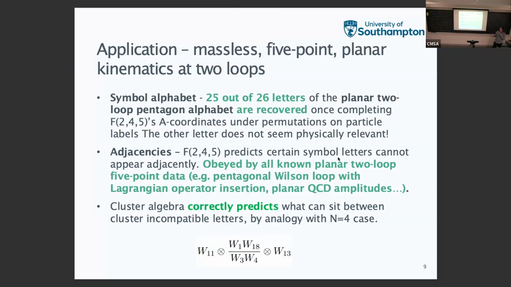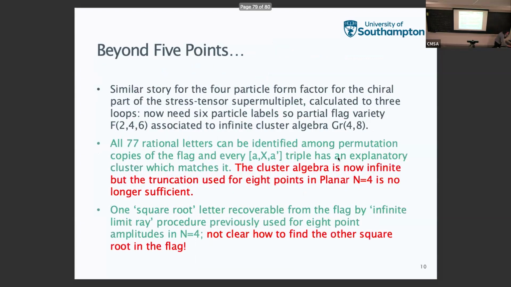It also works in terms of adjacencies. So the symbol letters which the cluster algebra predicts won't appear next to each other don't. And an even more non-degenerate prediction is the triples rule. So if you have 2 symbol letters which aren't allowed to appear next to each other, but they appear separated by 1, from the planar N=4 story, there's a standard way from the cluster algebra to infer the unique thing that can sit between them. And we see this as well as predicted by the cluster algebra associated to the partial flag variety.